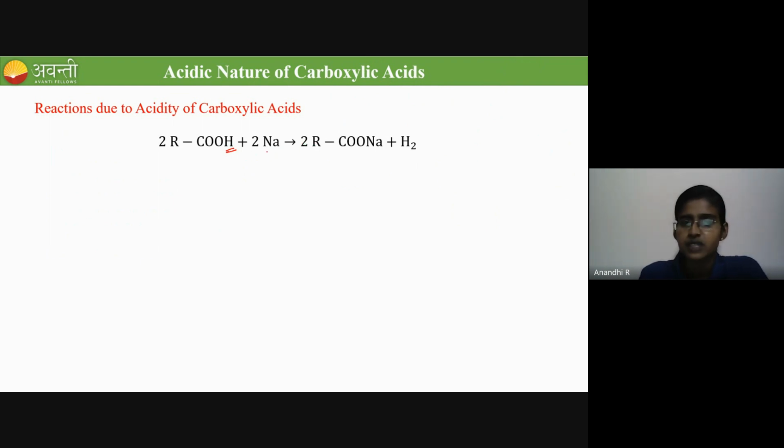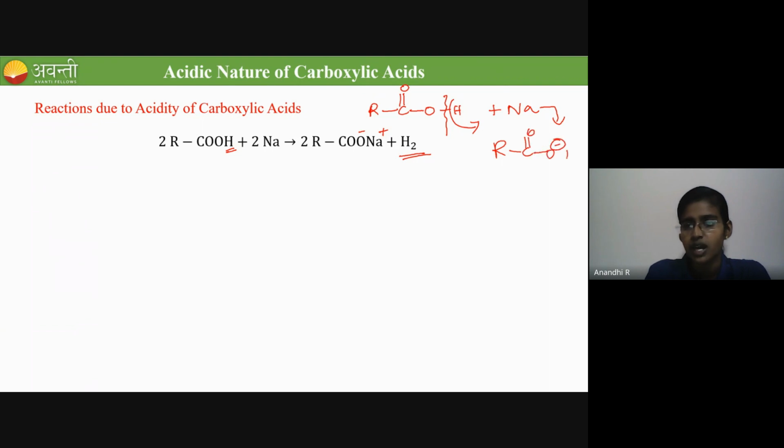So on reaction with the metal, it forms a corresponding carboxylate salt. Here it is forming sodium carboxylate, RCOO minus Na plus, with the evolution of hydrogen gas. Okay. So what is happening here? RC double bond O OH is there, and on treatment with sodium, this O-H bond breaks. The hydrogen goes out as H plus, and we get the RC double bond O minus ion, and to this sodium is going and forming the ionic bond.